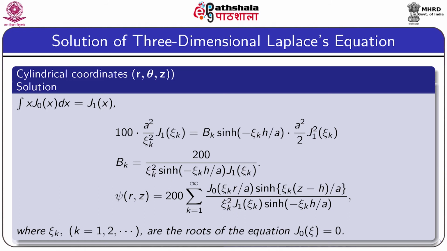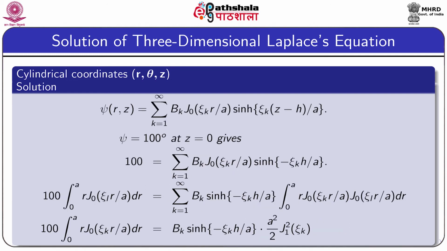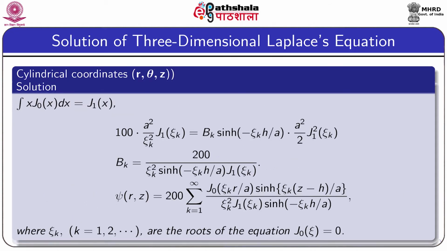So, from this relation we can easily find the value of Bk. So, it is written here. So, the solution of the given problem becomes psi equals sum over k of Bk J0 (xi k r by A) sinh(xi k (z minus h) by A), where these Bk are given by this relation. So, these are the values of Bk. That solution is written here, and you have to remember that these xi k are the roots of the equation J0 xi equals 0.